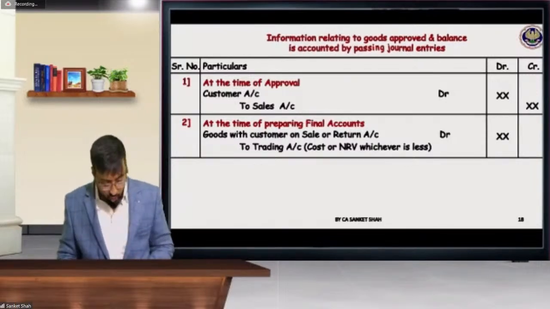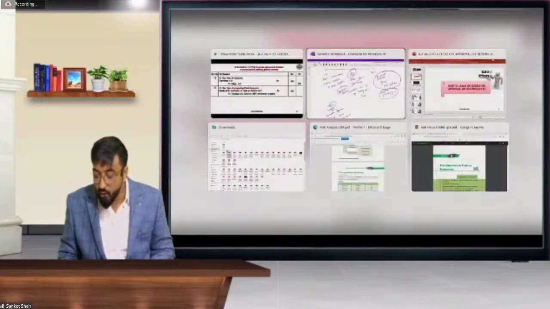Not similar to casual. So what is the difference? In casual, you are not preparing any columns.